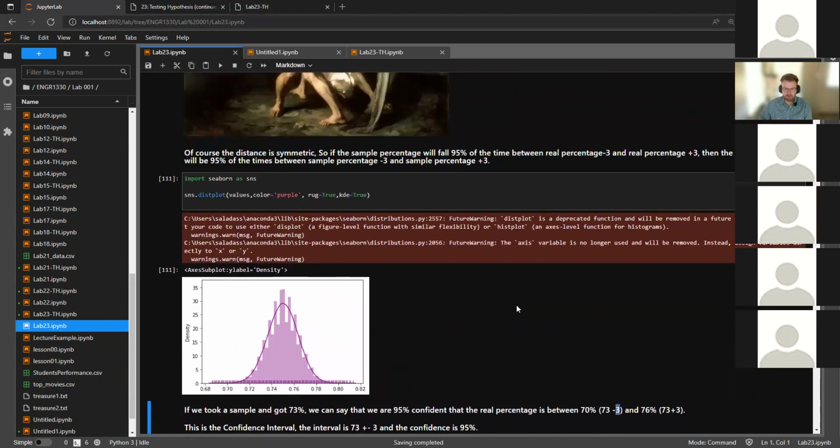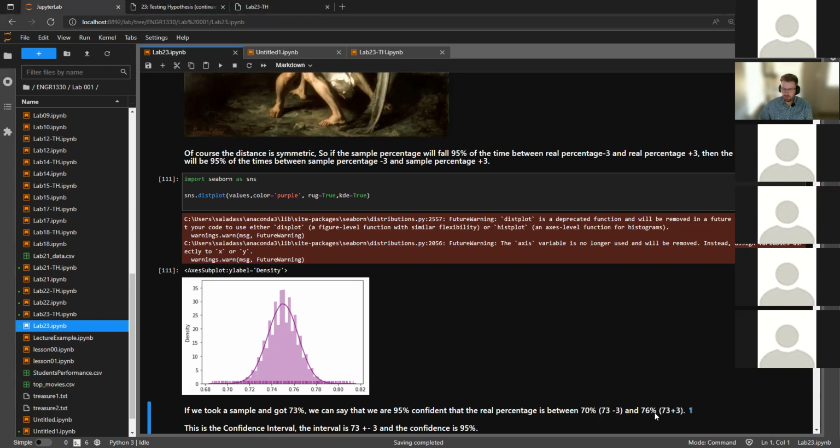So what I can say is, even though I don't know the true value, which is 75, I can say with a 95% confidence that the true value is somewhere between 70 and 76, which just so happens to be true. It just so happens that 75 lies in this interval. But it's not a pure coincidence.